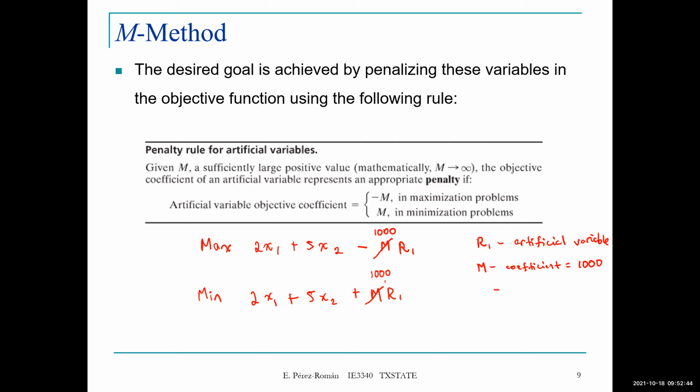In the same way, if you're minimizing, you do the opposite. You use a positive M, because if you're trying to minimize and you make this different than zero, then 1,000 is going to have a big impact on your minimization objective. So that's why we penalize. We want to make sure that at the end of the solution, those artificial values are equal to 0.